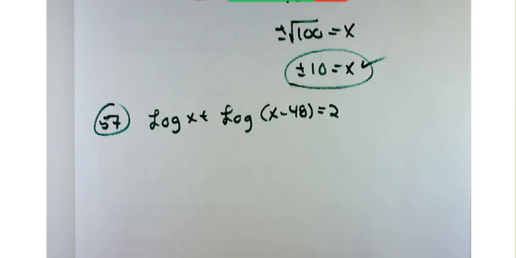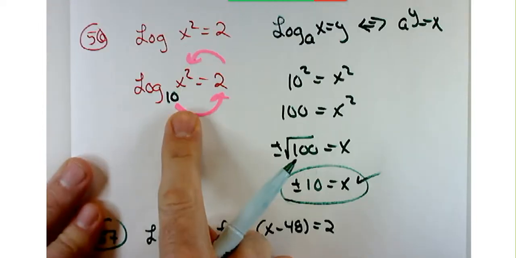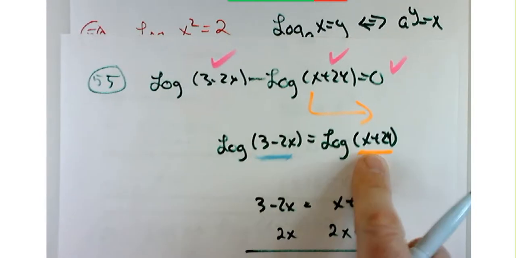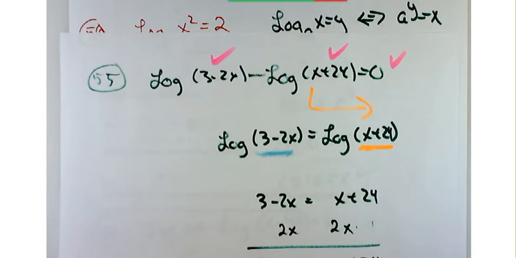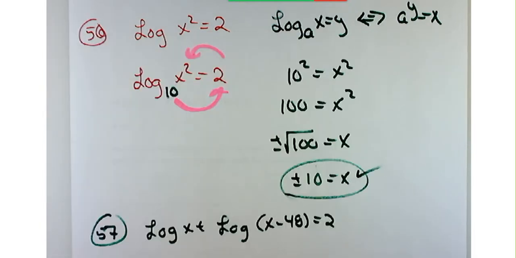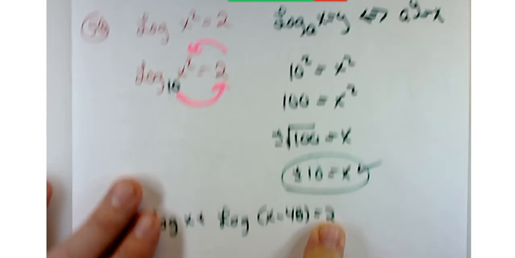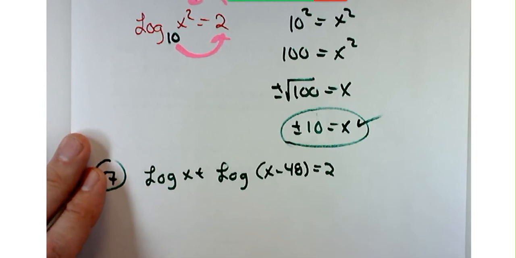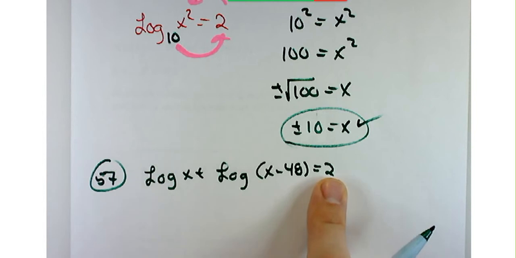Are we going to use this method, rewrite it, or are we going to use this method where you have the logs and we cancel out the logs? 56. It's going to have to be 56. Thank you, Reagan. Can someone tell me why? Why does it have to be the second method? Because they all don't have a log. Excellent. Thank you, Michaela. They all don't have a log. This 2 doesn't have a log in it.